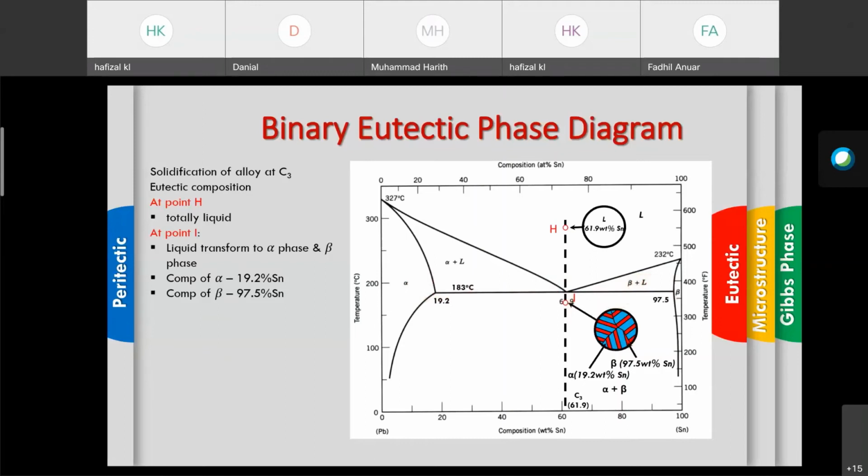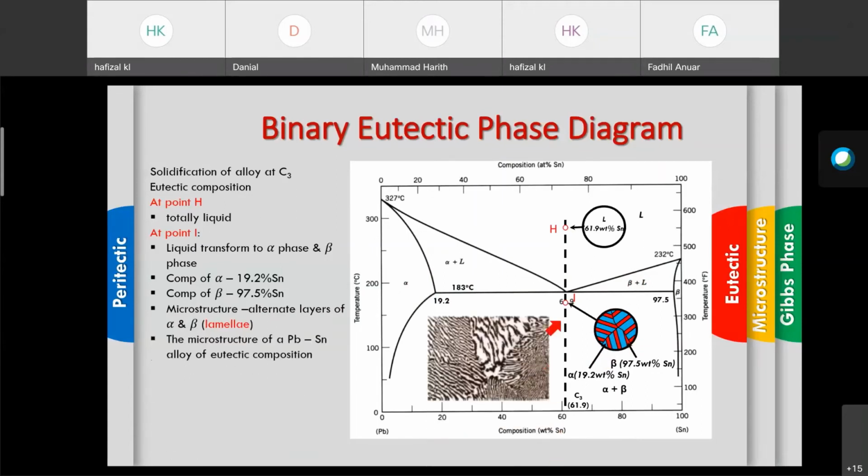Okay, we can write that the blue color is alpha and the red color is beta. So from the reality, from the diagram, we'll see from the scanning electron microscope it is something like this, a kind of lamella stripe. Okay.